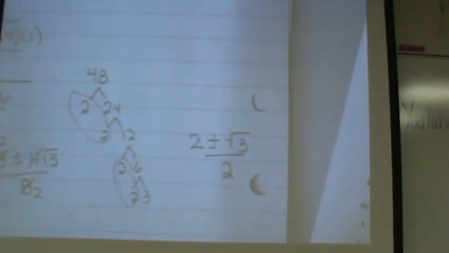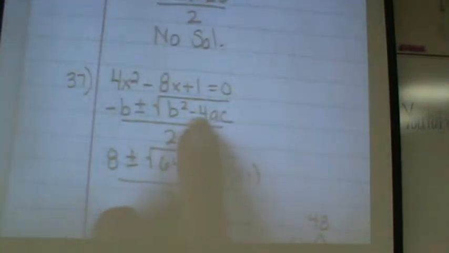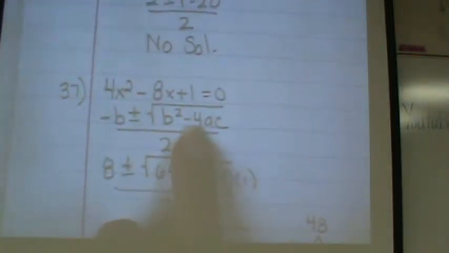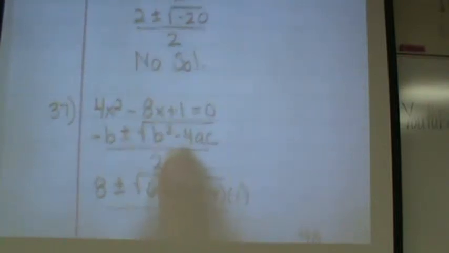Questions 41 through 46 are asking for the discriminant and then to determine the number of real solutions. So what you're doing in those ones is b squared minus 4ac. We did 37, we can skip 39, so we need to do 41.